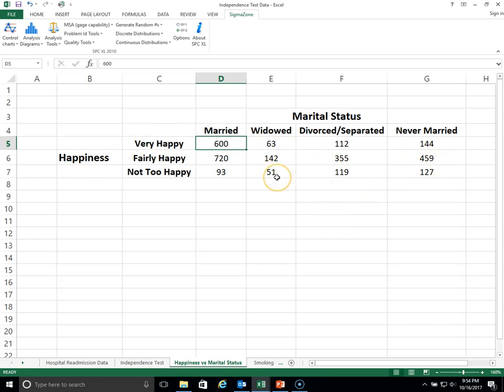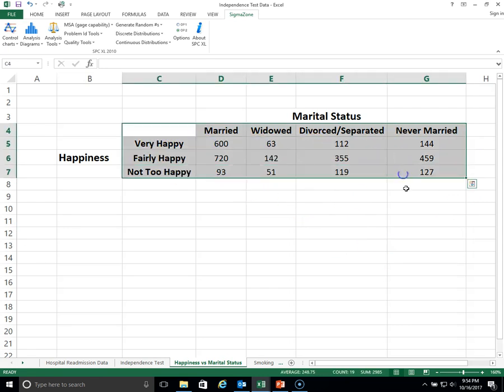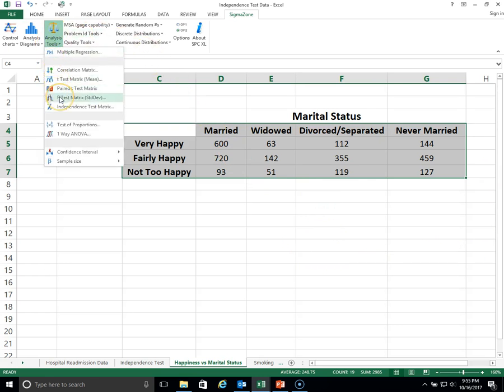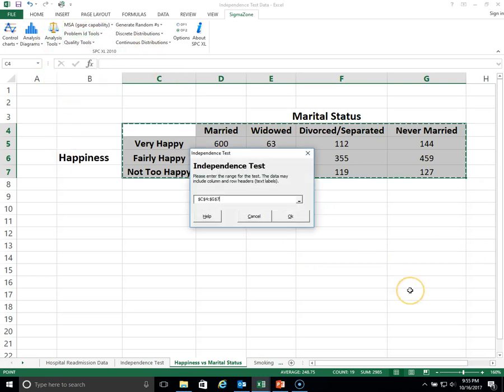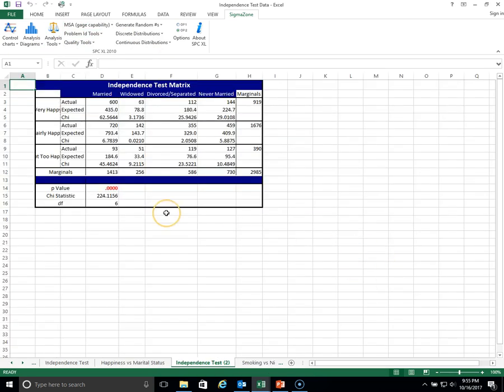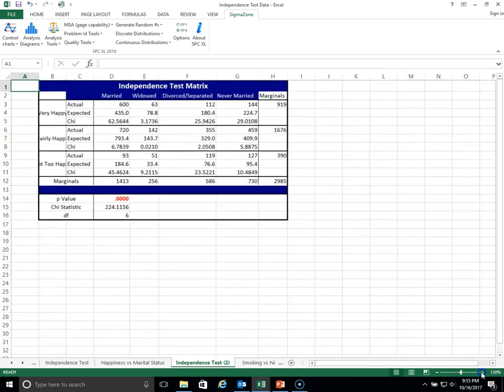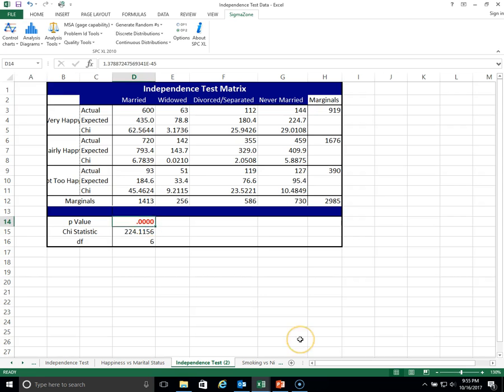And you can see that this is a 3-row by 4-column matrix, and we just highlight the data here. I don't have the subtotals calculated on this table, but the subtotals and the total will come out in the test for independence. So we go to Analysis Tools and we just call Independence Test Matrix up and we say OK. And in this case, let me blow that up, we're looking at the p-value, and it is significant.